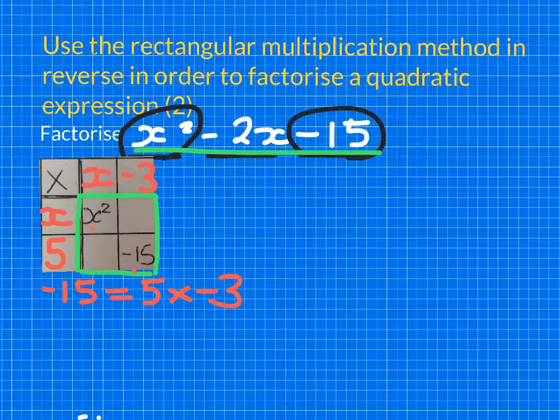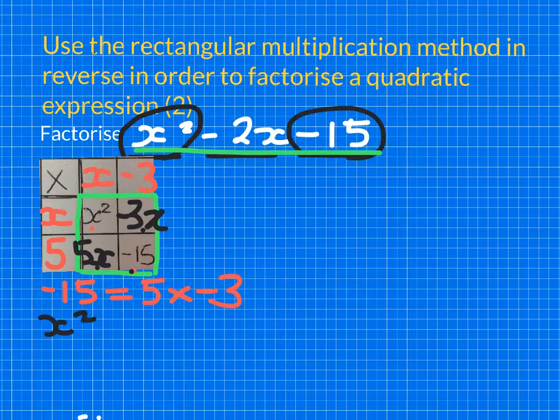We can then work out the other values. Into this box here we would have 5 times x, which makes 5x. And in this box we would have negative 3 times x, which makes negative 3x. Finally, we need to add together or combine those four elements in the rectangle to find the total area or the total value of the quadratic expression.